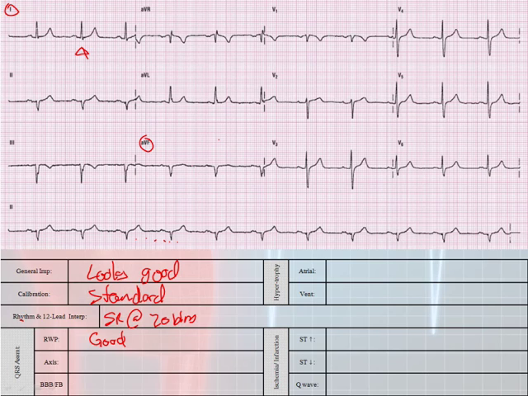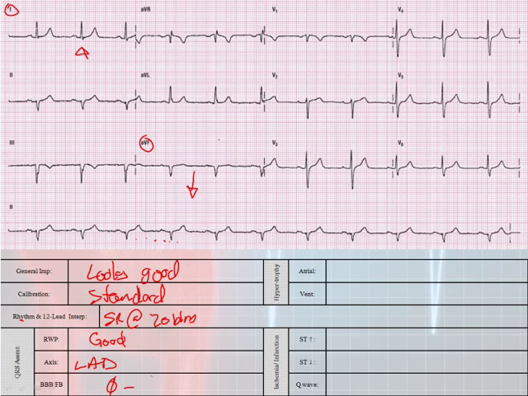Lead 1 is pointed up, aVF is pointed down. Right together, left apart gives us a left axis deviation. Bundle branch and fascicular blocks. Well, a bundle branch block doesn't exist because my QRS is not greater than 0.12 seconds. So we have a normal QRS, so no bundle branch block.